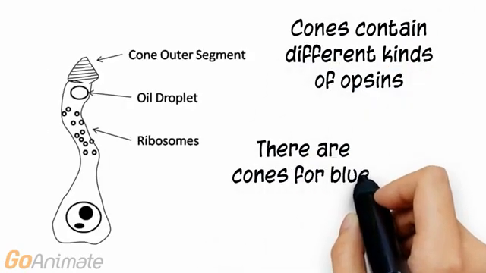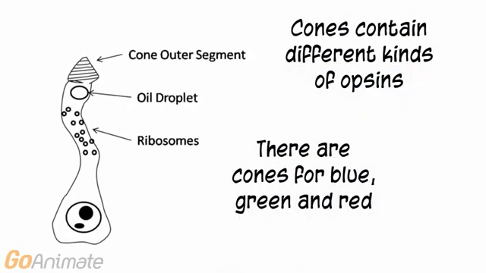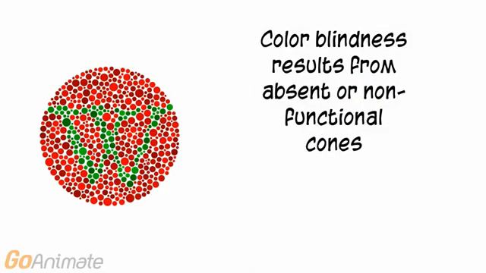Cones contain different kinds of opsins. There are cones for the 3 primary colors, blue, green, and red. Color blindness results from absent or non-functional cones.